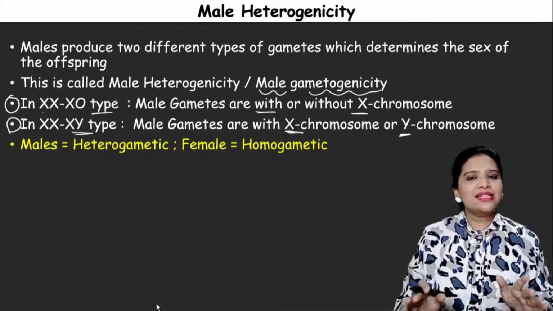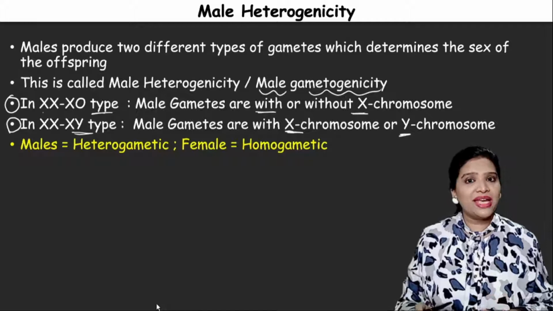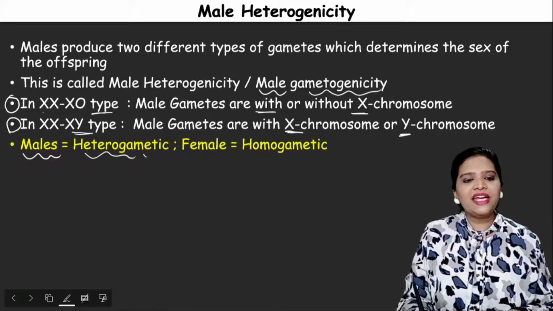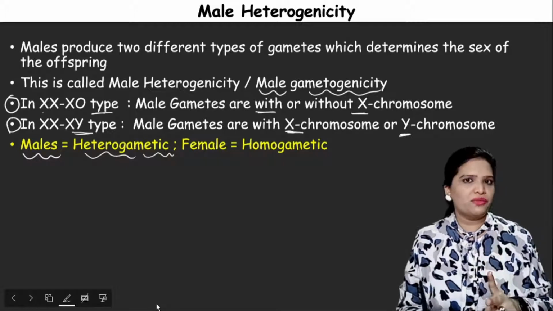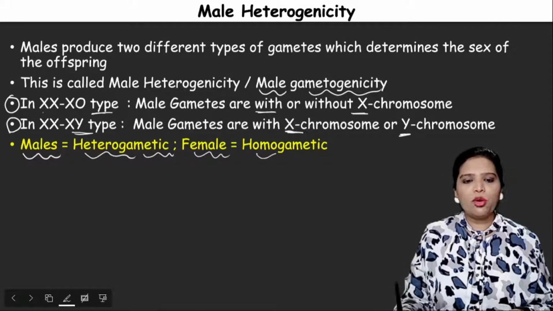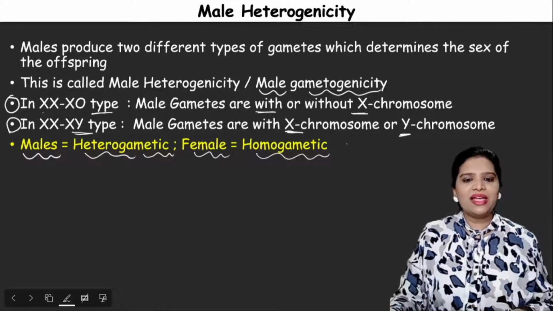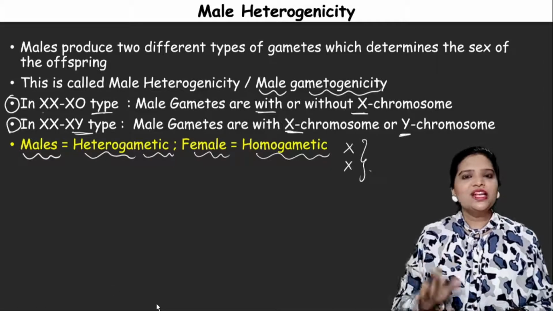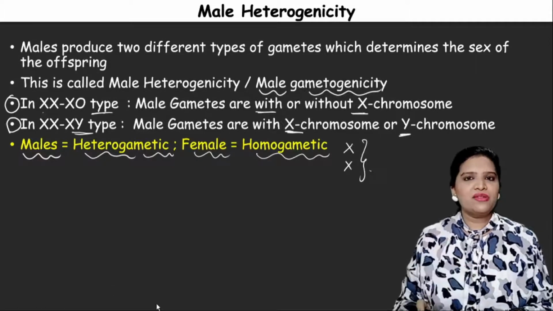So this type of sex determination is called male heterogamety, where the male always produces heterogametes, that means two different types of gametes, whereas the female always produces homogametes, that means only one type of gamete, containing only the X type of chromosome. Understand? So this is the first type of sex determination.